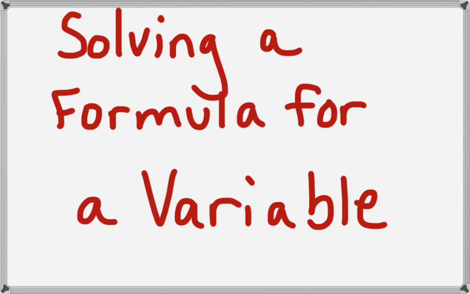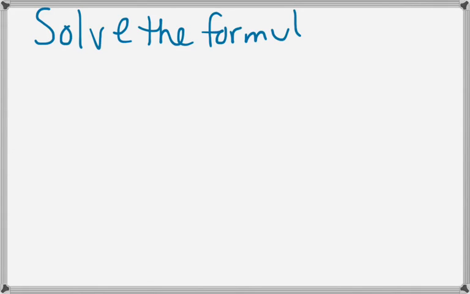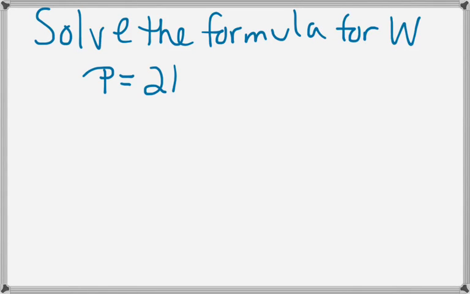Just like when we solve an equation for x, we end up with x equals something, usually a number. But in this case, it's not going to be a number on the other side, it's going to be the rest of the formula. So for example, let's say we want to solve this formula for W. And the formula is P equals 2L plus 2W.